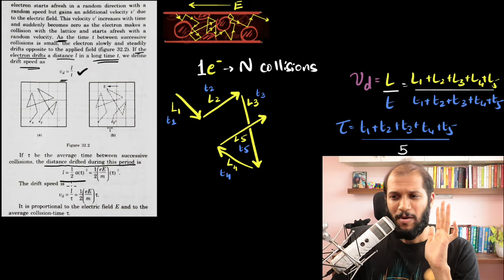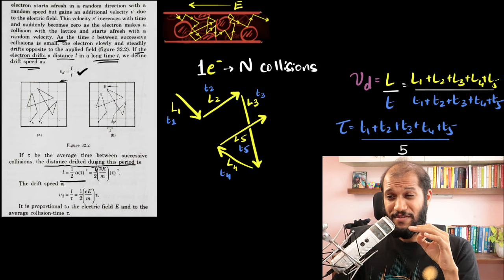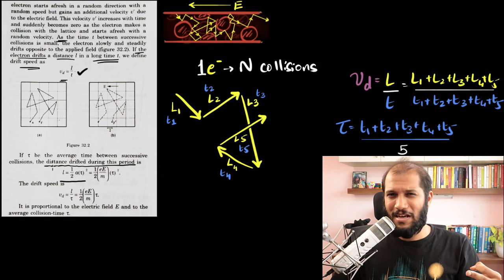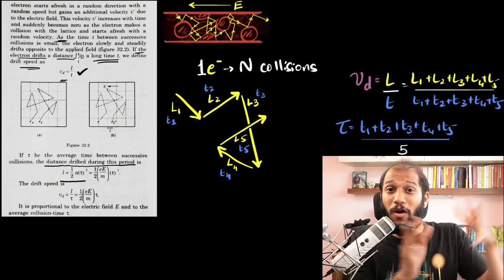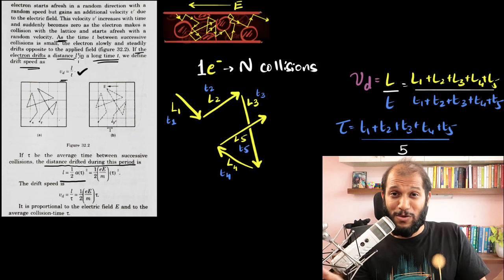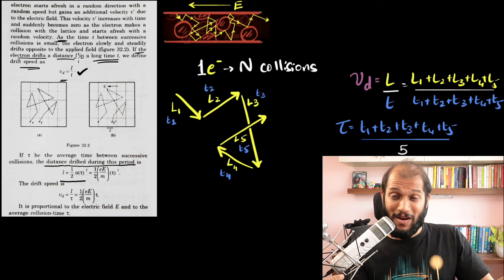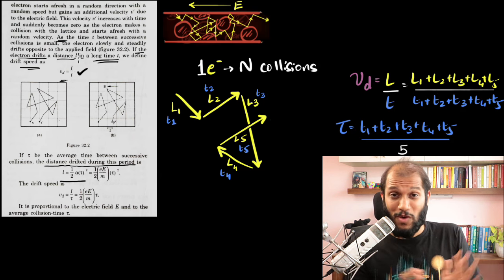The first question, forget about how I get half a tau square, we'll talk about that a little bit later, but the first question that comes to my mind is, why are we talking about the distance drifted during this average time? That doesn't make sense to me, because remember how we defined drift velocity? Distance L over a long time. You're supposed to calculate the distance over a long time and then divide by that long time to get the average.